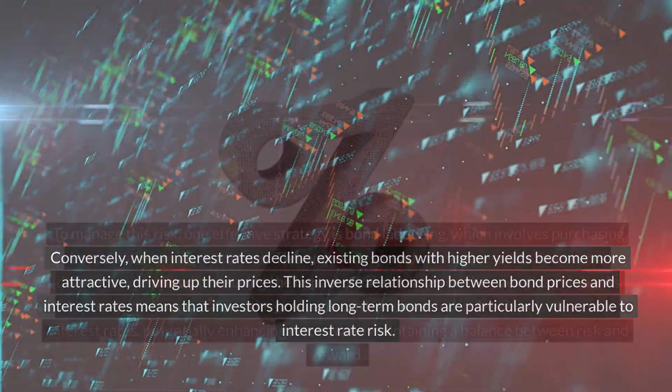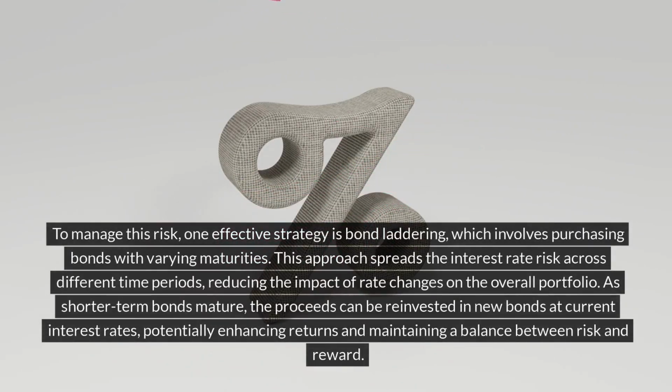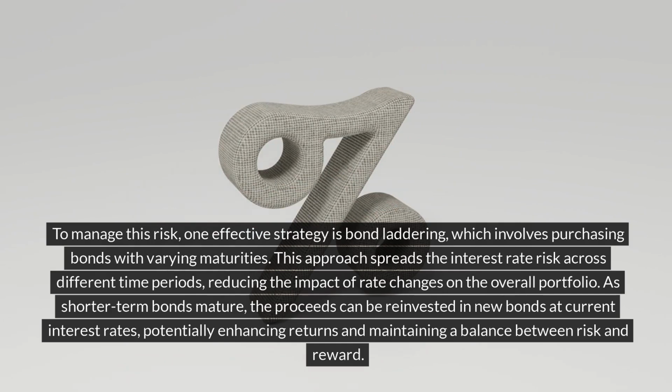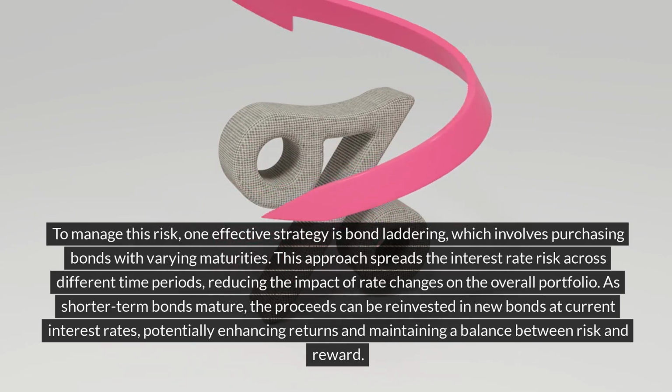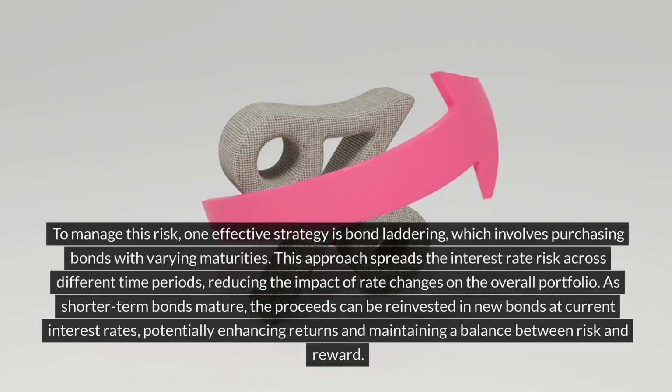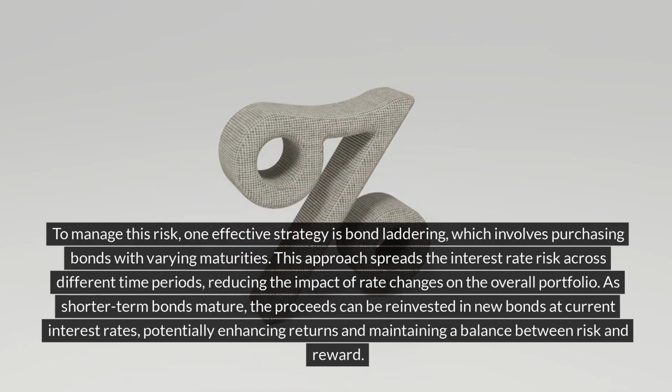To manage this risk, one effective strategy is bond laddering, which involves purchasing bonds with varying maturities. This approach spreads the interest rate risk across different time periods, reducing the impact of rate changes on the overall portfolio. As shorter-term bonds mature, the proceeds can be reinvested in new bonds at current interest rates, potentially enhancing returns and maintaining a balance between risk and reward.